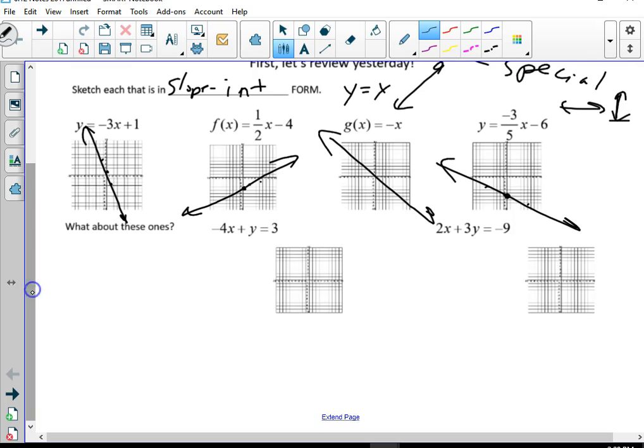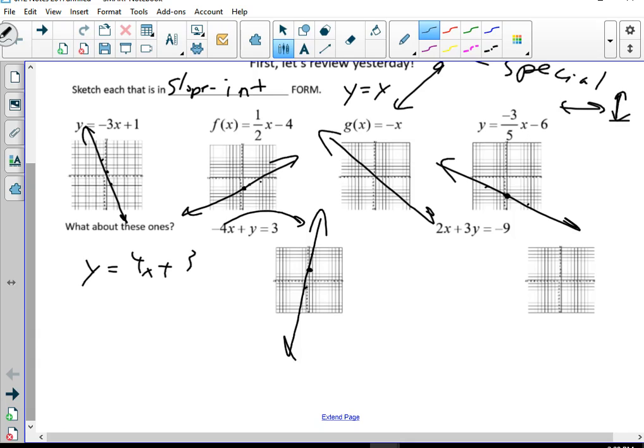Now, with these, we can easily put them in slope-intercept form. So we're just going to move this over like we've already done and get y equals positive 4x plus 3. So again, positive 3 is going to be somewhere around there. Up 4, right 1, down 4, left 1. Just a pretty steep slope, something like that.